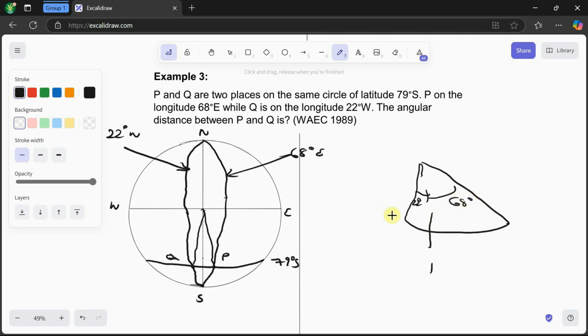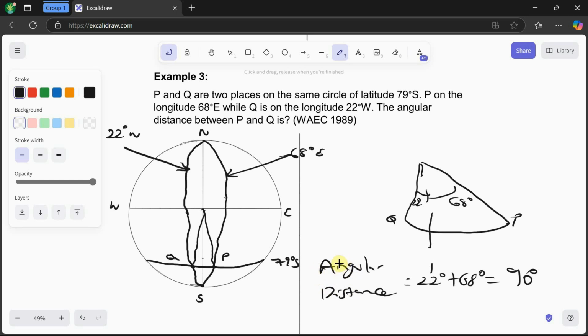So the angular distance, this point Q, this point P. So what do you think I should do to find the angular distance? Great. So I'll just add. The angular distance between both points is just going to be 22 degrees plus 68 degrees, which is what? 90 in this case. Right, so if they have the same line of latitude, the angular distance is based on the longitudinal lines.